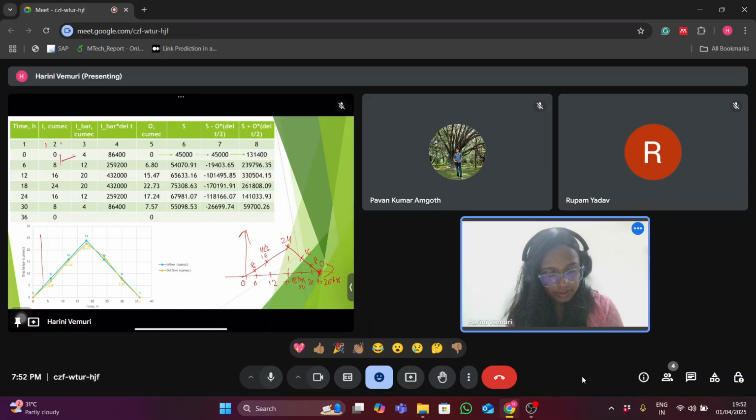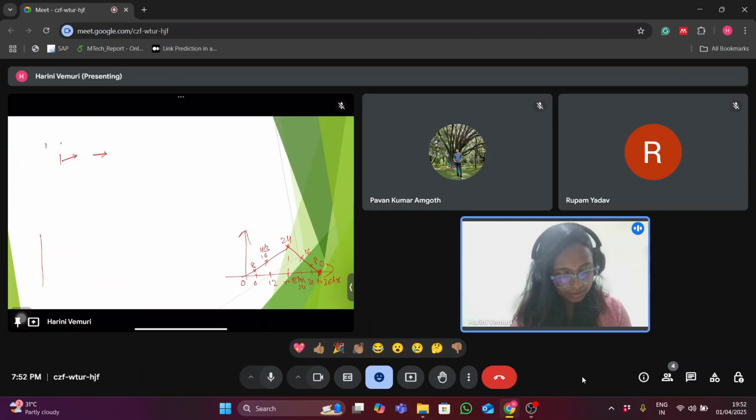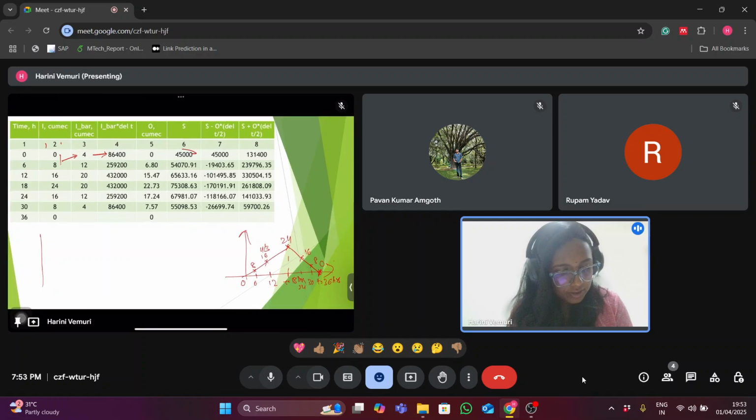So by averaging these two values, I got I bar, then multiplying with delta T, I got this value. And initially I'm assuming the outflow is 0. From that, corresponding to the 0, what is the storage term? So if x is equal to 0, y is equal to 45,000. Like that, I'll calculate the storage term also. And once you have storage term and outflow term, S minus O into delta T by 2 can be calculated.